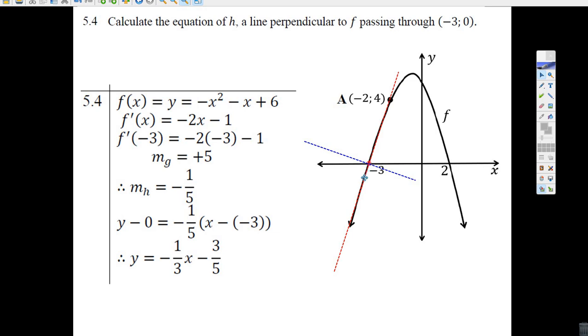I didn't like the wording. A lot of you, if you were thinking about perpendiculars to tangents, then you'd be okay with it. Okay, that's that question.